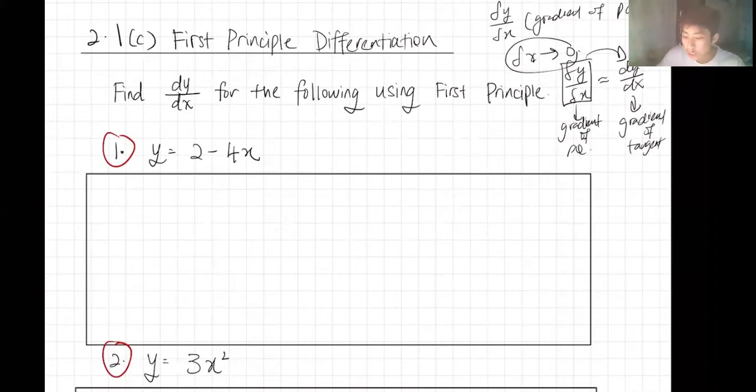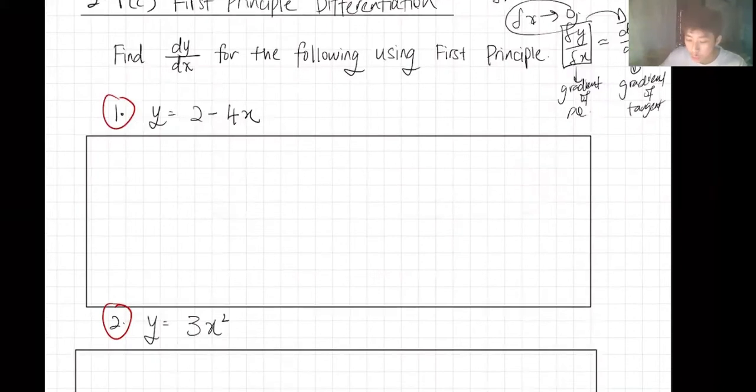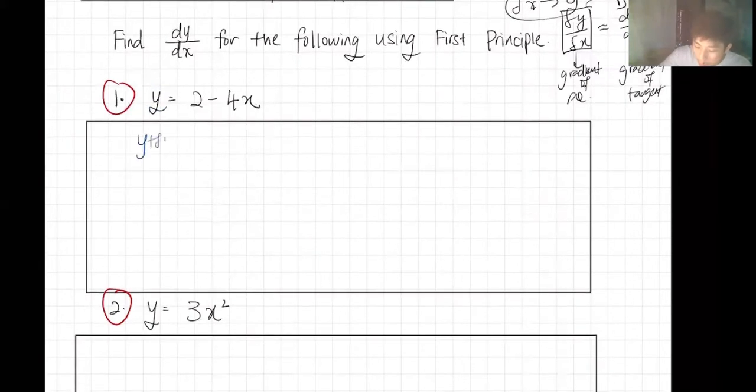So let's try to solve, okay? How to solve this one is just by practicing. You must know the type of question. What you do first is, when you see y and x, you let y become y plus delta y. Basically, this y becomes y plus delta y.